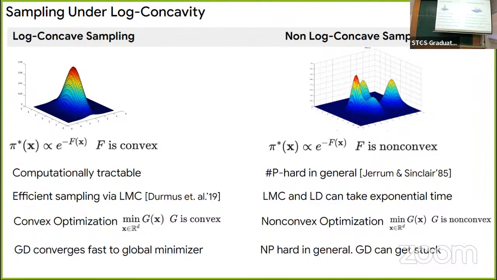This is kind of related to convex optimization, where minimizing a convex function is easy and there are nice algorithms to do it. However, in general, non-convex optimization could be NP-hard. There are so many results which show that it is very hard. So this is kind of the exact equivalent.